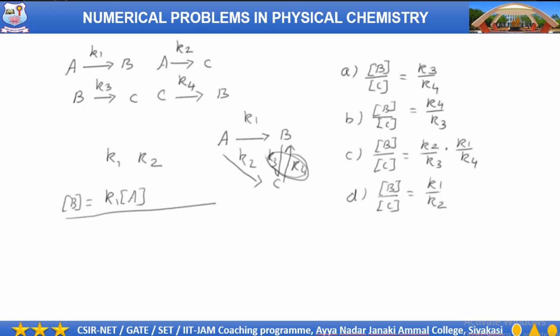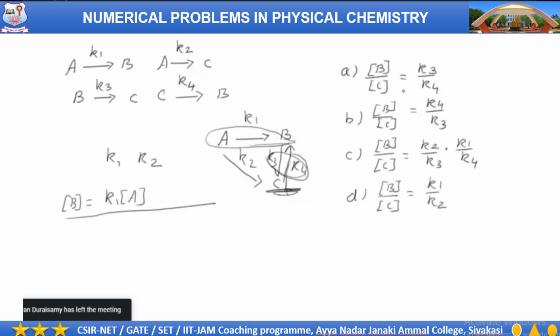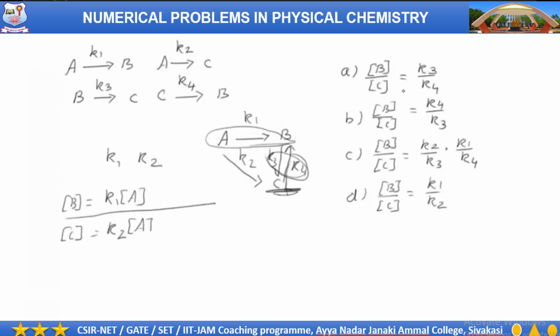1000 times is slower. Therefore, the concentration of B depends upon K1 into the concentration of A, not on the concentration of C, or the rate at which B is going to A and B going to C and C going back to B. It depends only upon the concentration of A. Similarly, the concentration of C depends upon the rate constant of A into the concentration of A, not on the K3 and K4 values because they are very fast. And if you cancel this, you will end up with the answer.